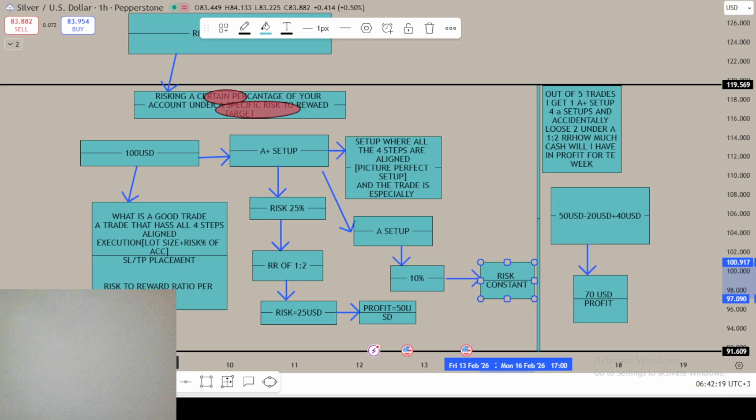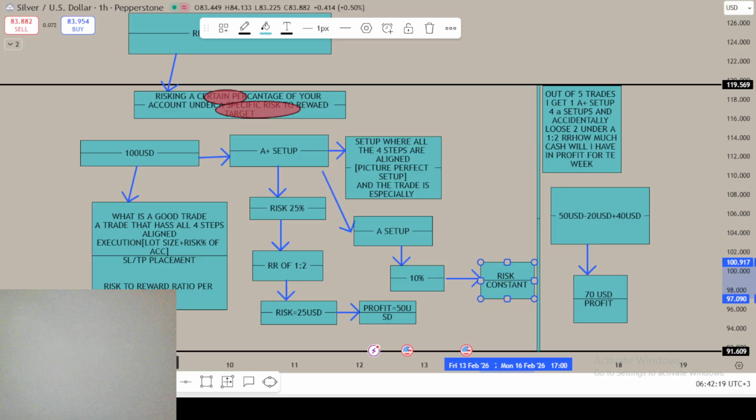Never risk more than 25%. Never risk 50%. There may be a trade that you will see and it will be A plus plus plus plus. You can risk 50%, but how do you know if it's A plus plus plus plus? So you need to have this system around. This system will take you far.